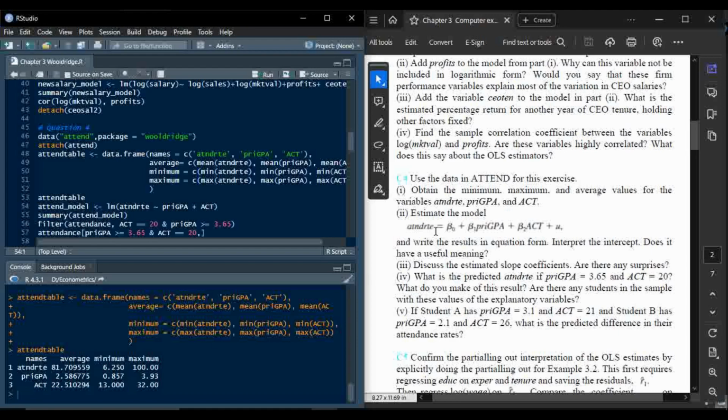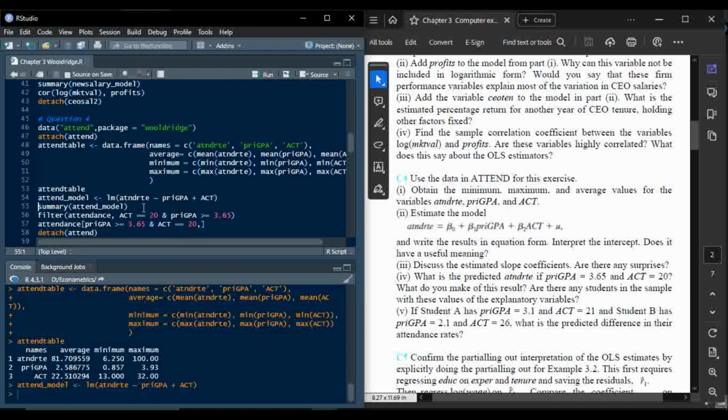The second part of this question is to estimate the model: attendance rate equals prior GPA and ACT score. So attendance rate is being predicted by your prior GPA. It is one independent variable, and the other independent variable is your ACT score. Now let's create a model by the name of attend_model, with attend rate tilde prior GPA plus ACT score. Press Ctrl plus Enter. Let's summarize this model.